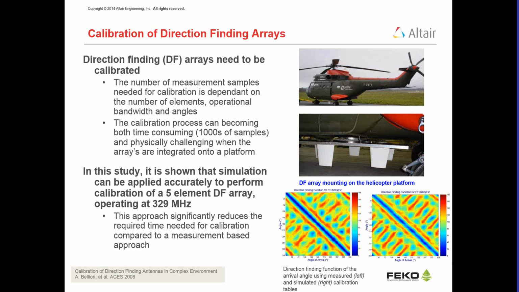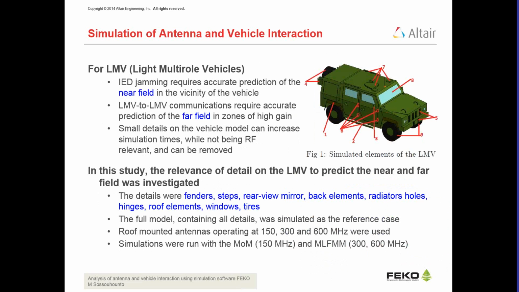The last example that we have is this: typically when people place antennas on a platform, they want to know how much detail is too much detail, or how much detail is required for the accuracy to be retained, or the accuracy that is needed. In this case, also published in open literature, a light multi-role vehicle is considered, and typically they need the near field calculation for the IED jamming type of application, but also they need the far field calculation for the communication between one LMV and the other LMV or other ground forces.